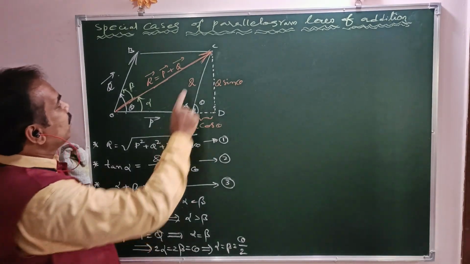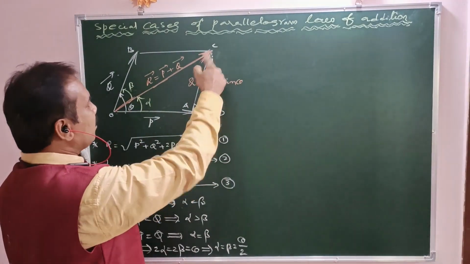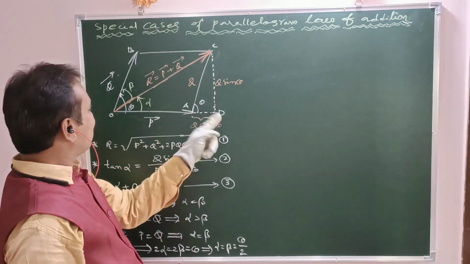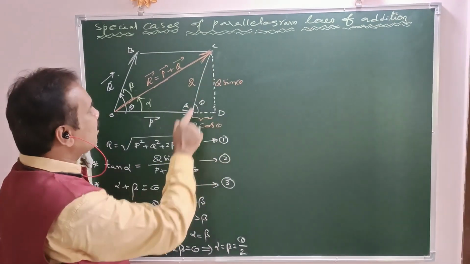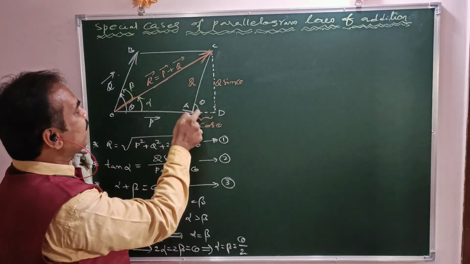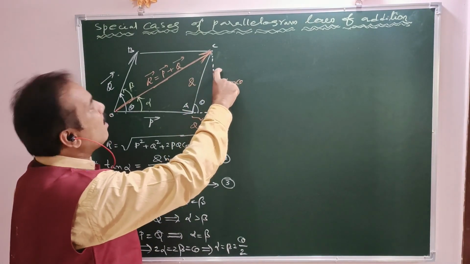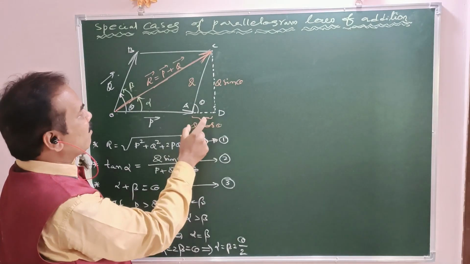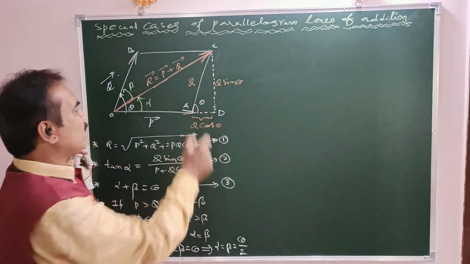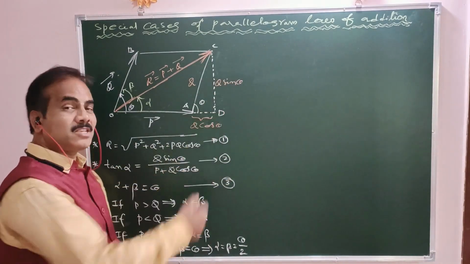Now if this is q bar, this one is also q bar. Here I extended a normal from point C onto p bar to get the right angle triangle ADC, as shown. As this angle is theta, this is also theta. With respect to this angle, this is the opposite side and this is the adjacent side. Opposite side is q sin theta and adjacent is q cos theta. So CD is q sin theta, AD is q cos theta.